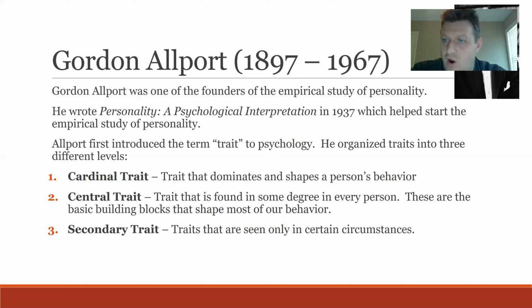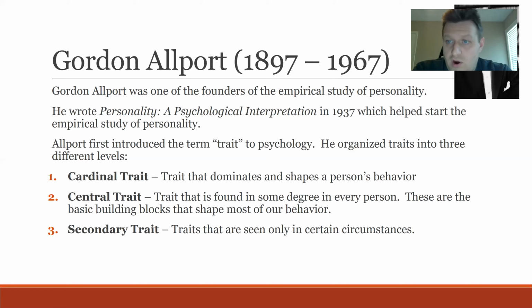Central traits are the basic building blocks of personality for everybody. Everybody has these central traits, and they vary in certain degrees. So we can think of things like how anxious a person is. We can think about things like how open to new ideas a person is. Extroversion would be an example of a central trait. Okay, everybody has some degree of extroversion, and they vary.